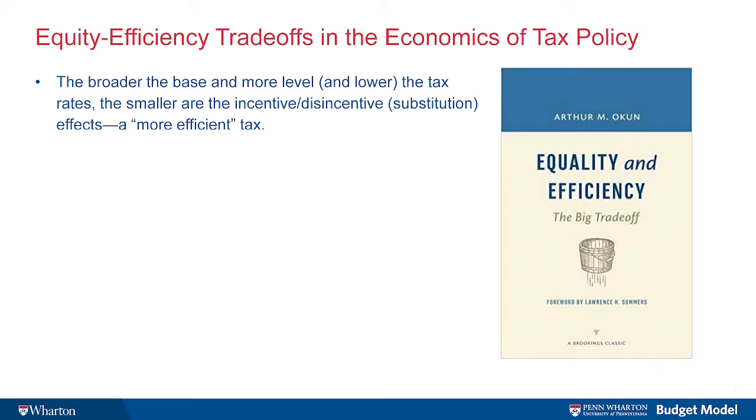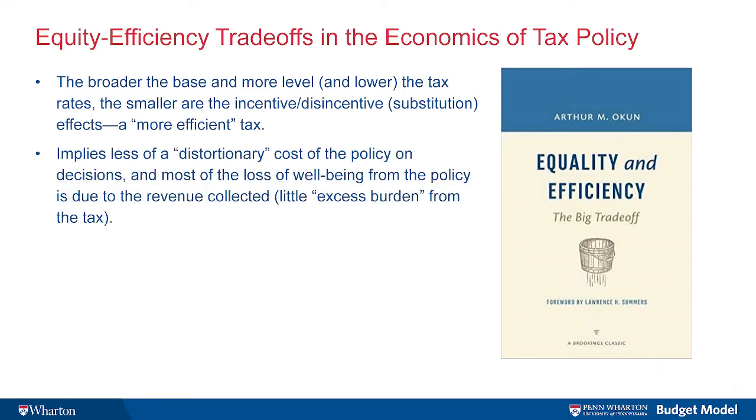Because you create less of a distinction between something that's gotten cheaper and something that's gotten more expensive. So with the tax base and the tax rate, the broader the base, that allows you to set a lower tax rate to raise a certain amount of revenue. The broader that base and the lower the rate, the lower the incentive to change behavior to avoid the tax, and the more difficult it is to avoid the tax. And so that is considered a more efficient tax. So the broader the base, the lower the rate, the smaller is the substitution effect, the more efficient is the tax.